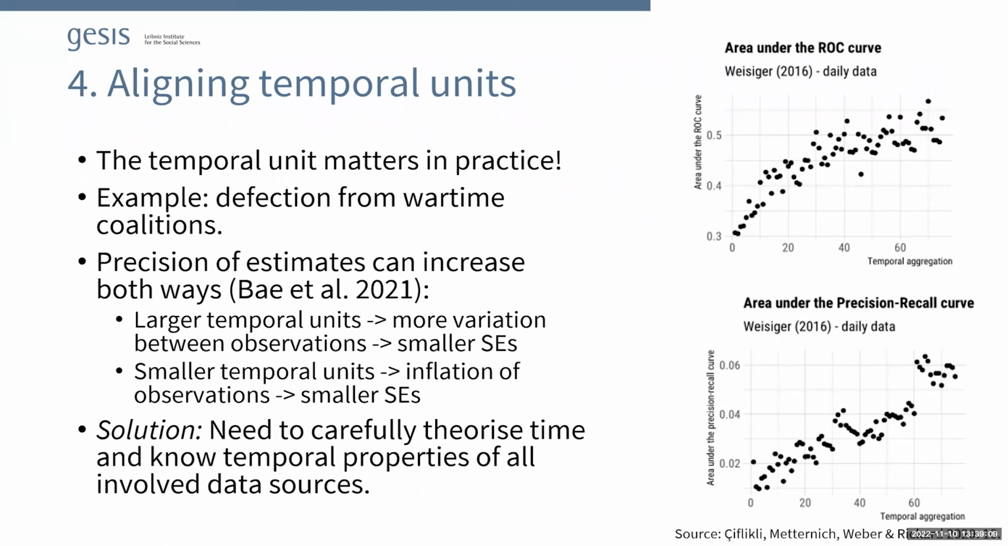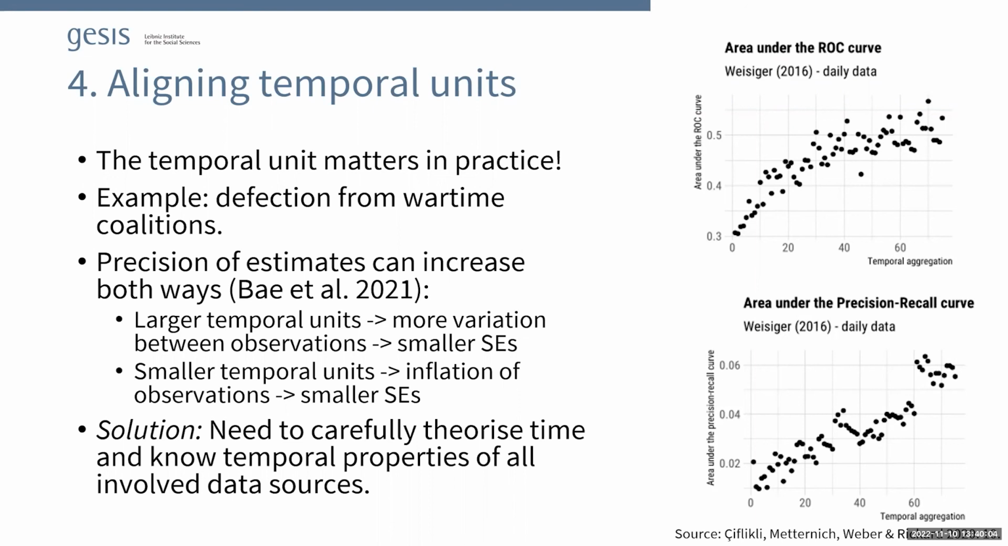So does that mean that longer time spans are preferable? Not necessarily. Longer time spans can lead to higher power of our models because the variation between observations increases. But smaller temporal units can also in some instances lead to higher power of the models because we're inflating observations, we're recycling information about issues that are slowly moving and should actually not be taken into account several times. So here again, the solution is to carefully theorize time and to properly know the temporal traits of the data you're using. How was the data generated? What time spans does it cover? And how have the segmentations been made?